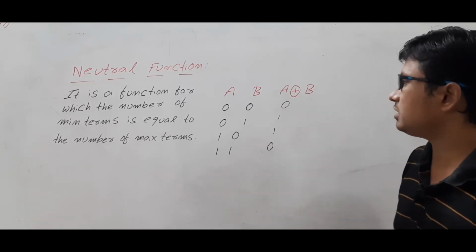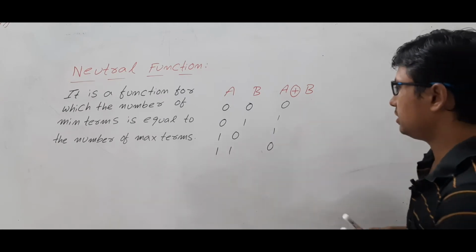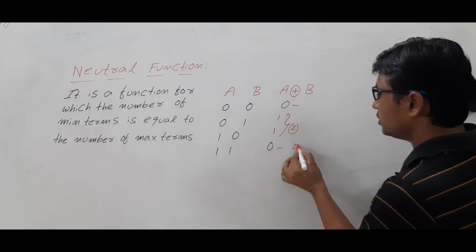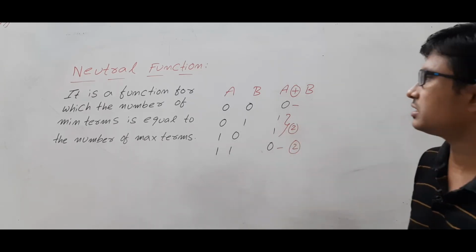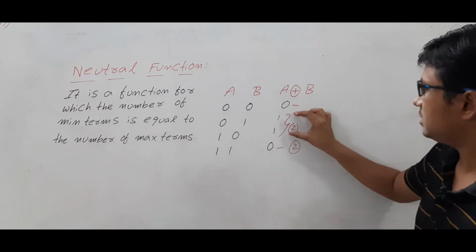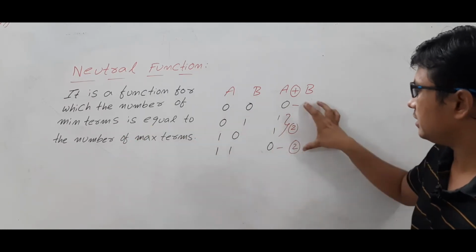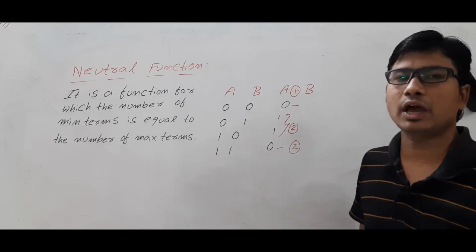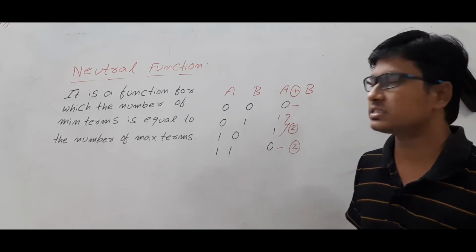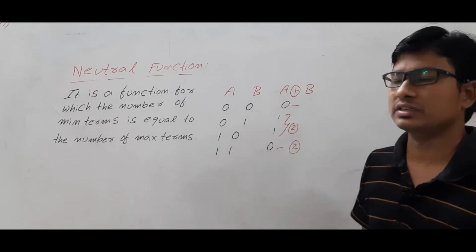So now if you see, the number of ones is 2 and the number of zeros is also 2. So I can say that it is a neutral function, because the number of min terms, because these are the min terms and these are the max terms. So we have the number of min terms equal to the number of max terms. So I can say that this is a neutral function.